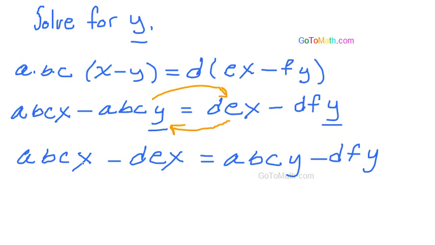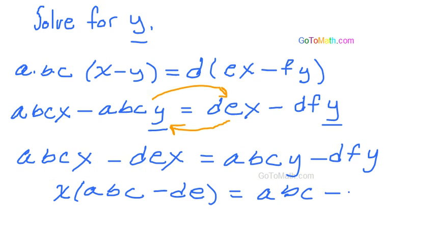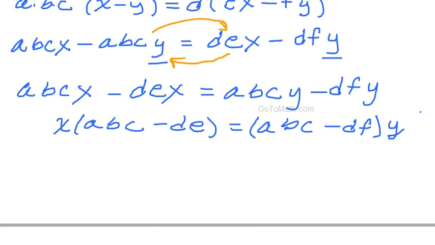Okay. Now, if we can, we'll just go ahead and factor this x out. I'll take that x and bring it out front. So a times b times c minus d times e. And we'll do the same thing here. We'll factor this y out. A times b times c minus d times f, factoring out the y. And remember, we're trying to solve for y.